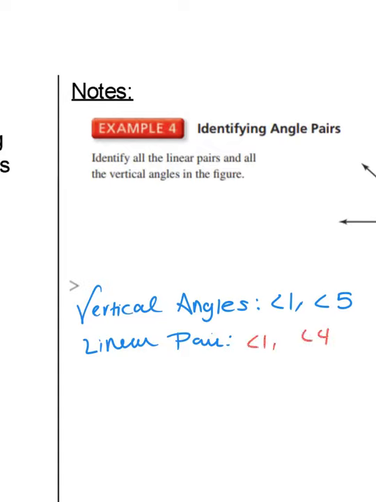So if I look at this in black here, I have that straight line, that semicircle with this straight line there. So angle 1 and angle 4. And then what's my other linear pair? Well, it wouldn't be 2 and 5 because 2 and 5 have to be right next to each other.